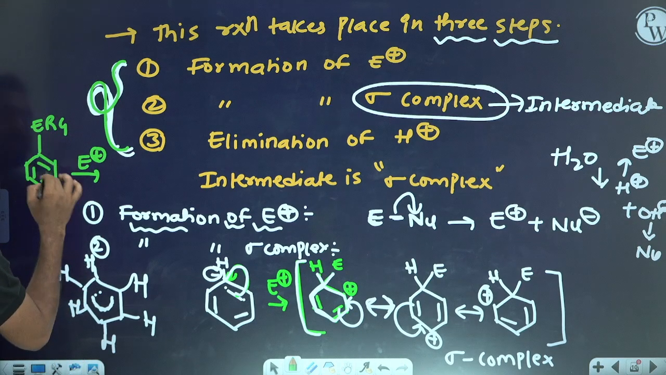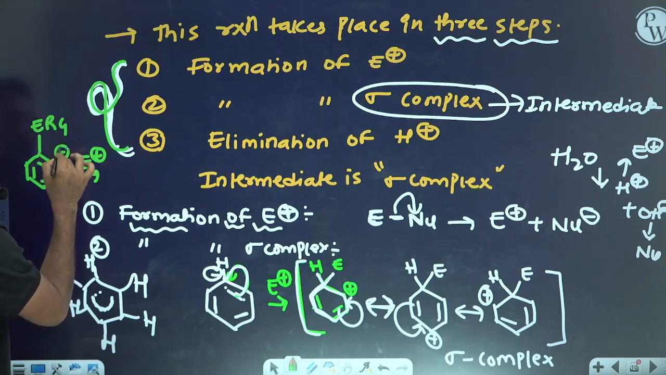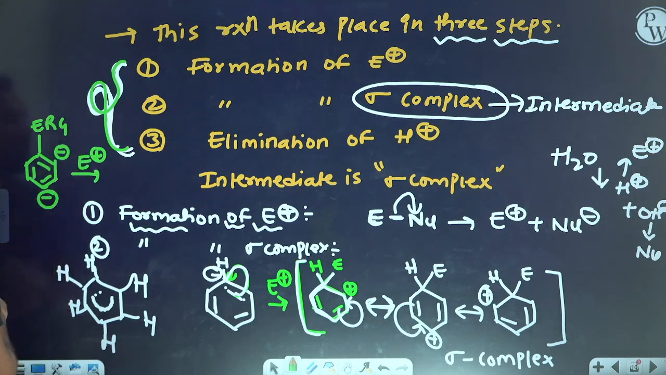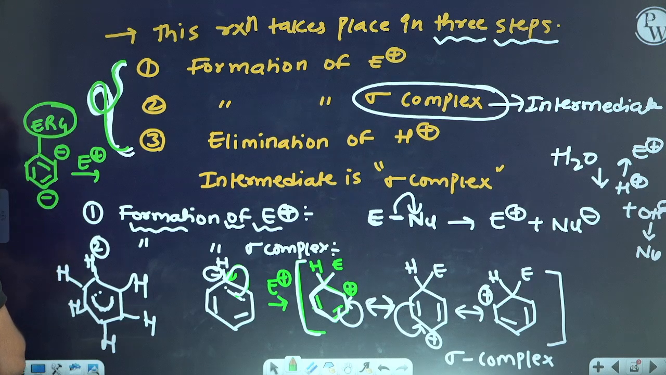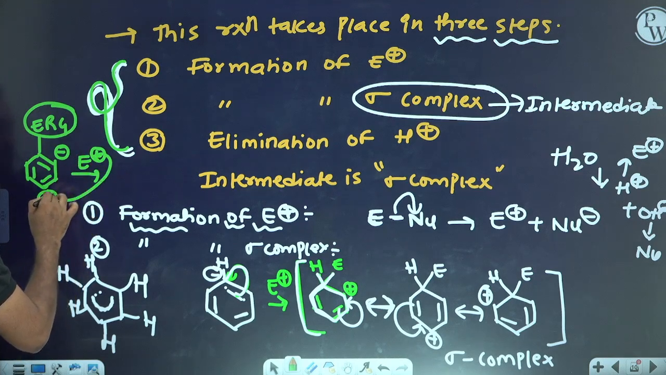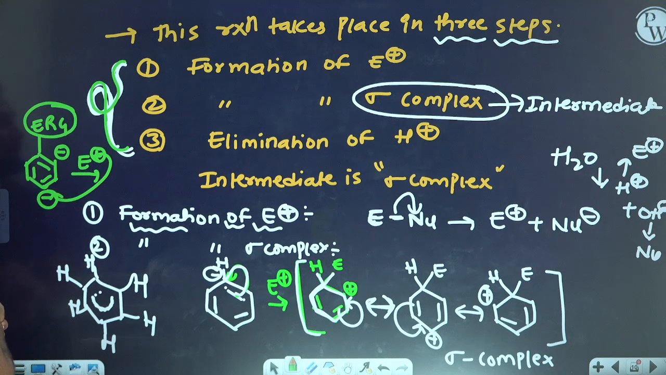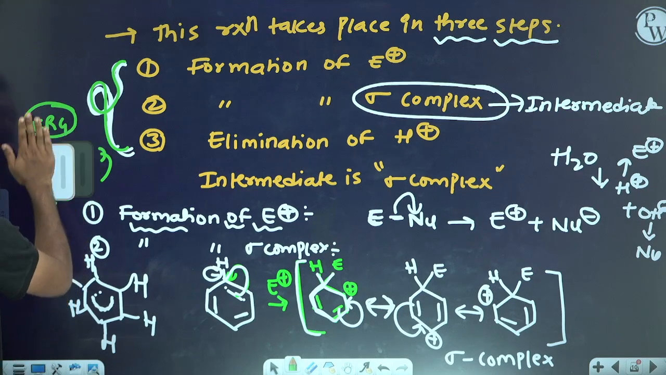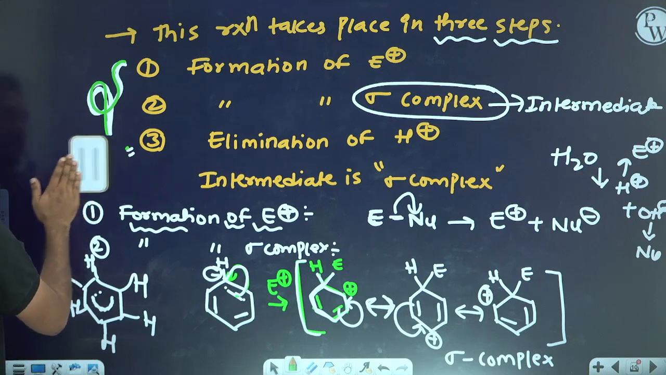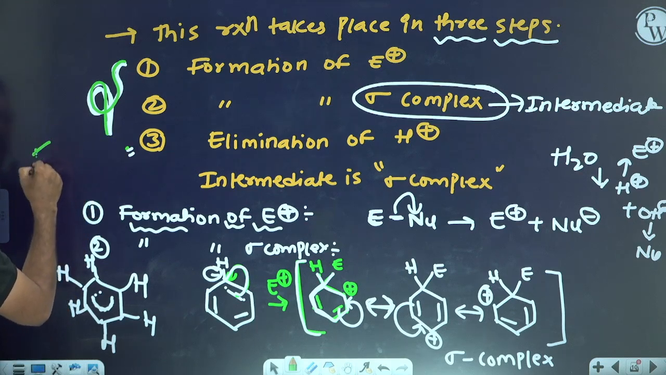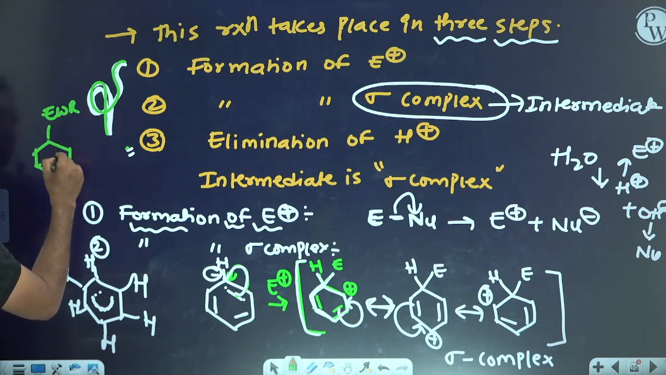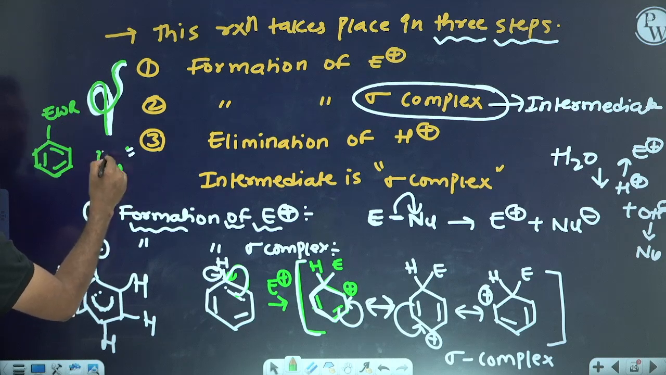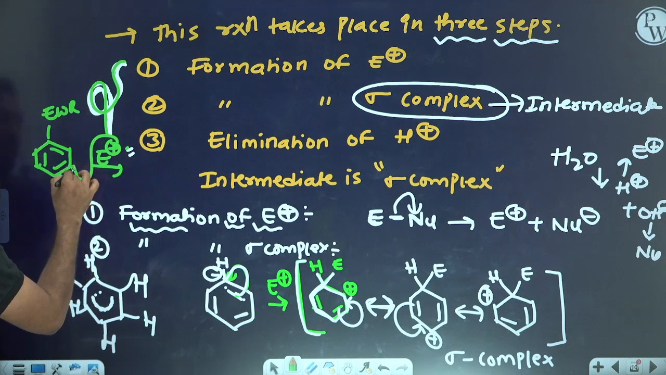Clear. An electron releasing group will increase the electron density at the ortho and para positions. If there is a bulky group on the electron releasing group, the electrophile will attack at the para position. Clear. Now, if there is an electron withdrawing group, the electrophile will go and attack at the para position.